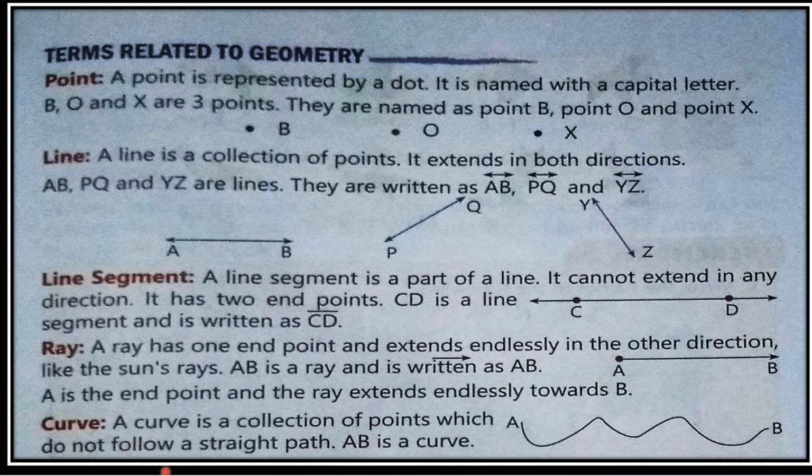Now, curve. What is a curve? A curve is also a collection of points, but it does not follow a straight path. As you can see here, these do not follow a straight path. AB is a curve. Yes, this is a curve. It does not follow a straight path, so that is why it is a curve. Clear about this?